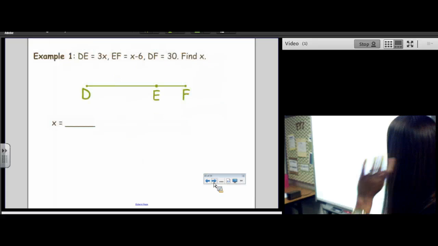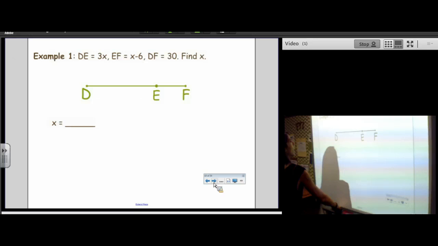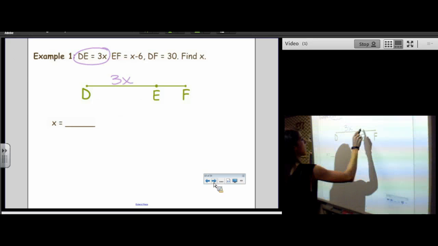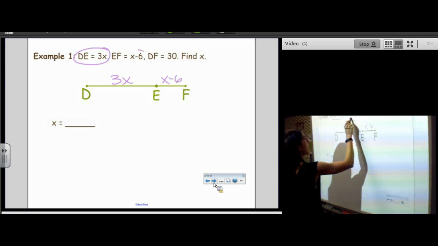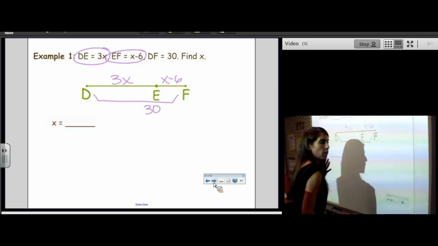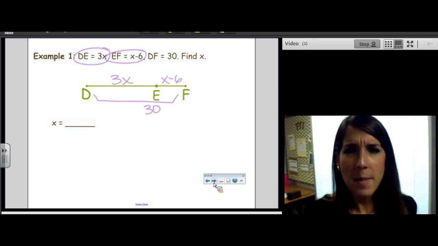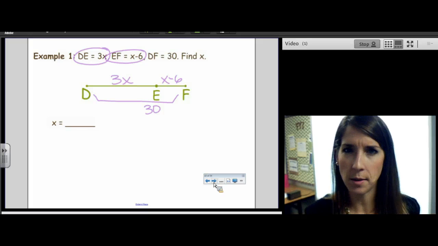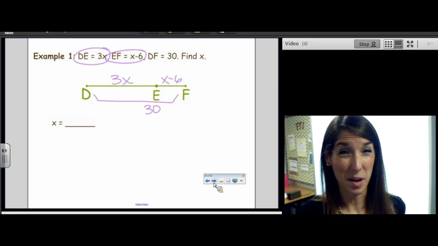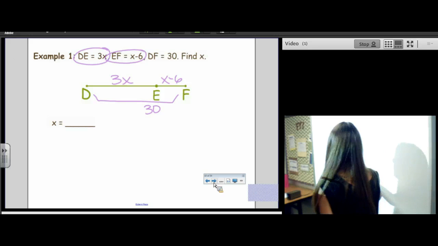Okay, we're just going to keep trying some, but if you need to go, you're welcome to go. DE is 3x, got that one. EF is x minus 6, got that one. And DF is 30. So we ask ourselves, what situation are we in? Are we in a midpoint situation or a part plus part equals whole situation? Definitely a part plus part equals whole. E is not the midpoint. So we set up an equation.